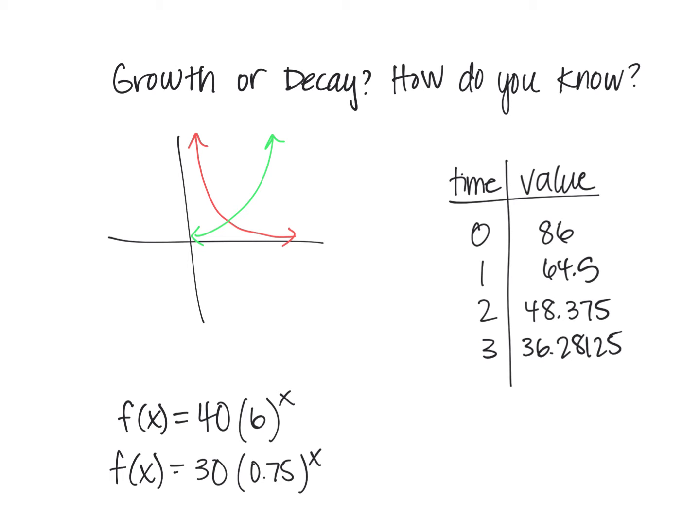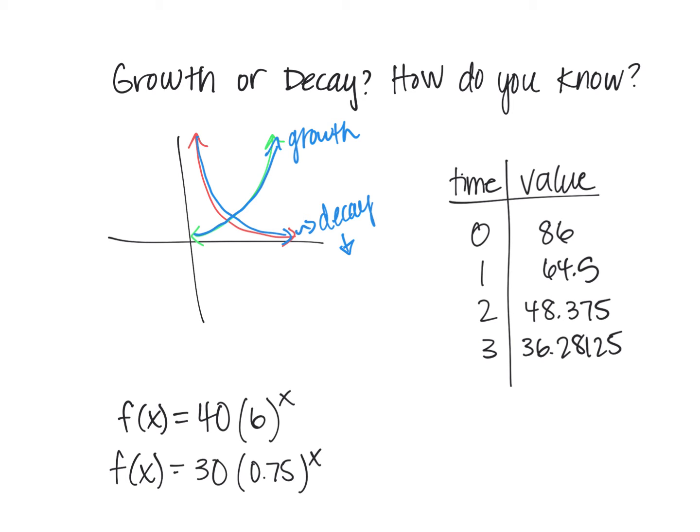All right, first one, this pink one here, that is decay. Okay, as you look kind of from left to right, it is going down, okay? So that could be a reason. The green one, this is growth. Okay, as you go from left to right, it continues to increase. All right, so that one's increasing.